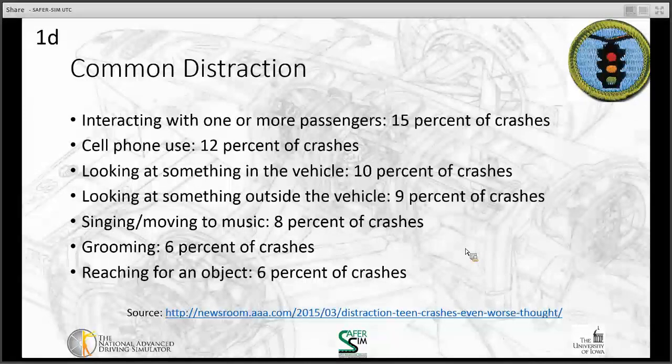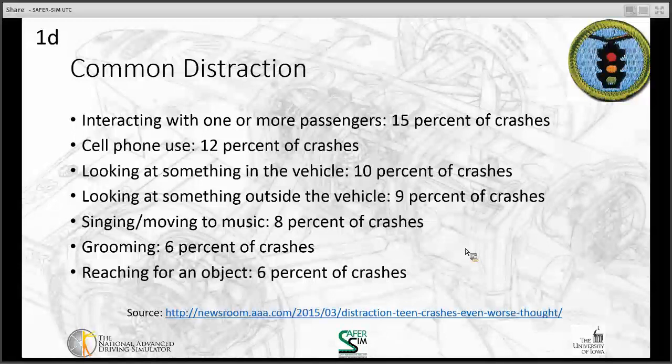So, some common distractions. Interacting with one or more passengers accounts for 15% of crashes. Cell phone use accounts for 12% of crashes. Looking at something in the vehicle, 10% of crashes. Looking at something outside the vehicle, 9% of the crashes.